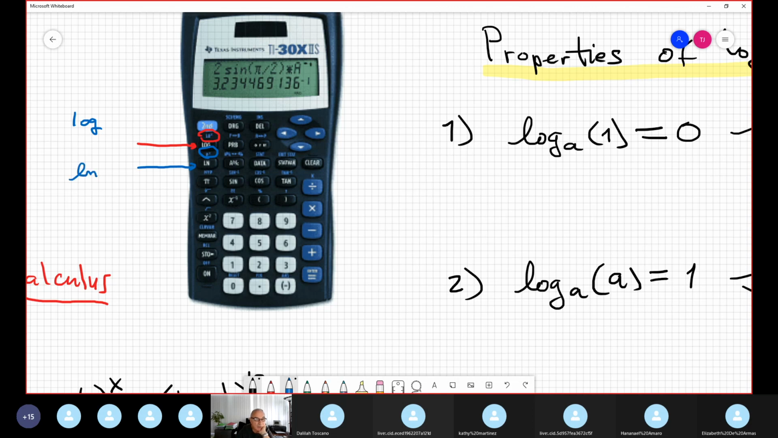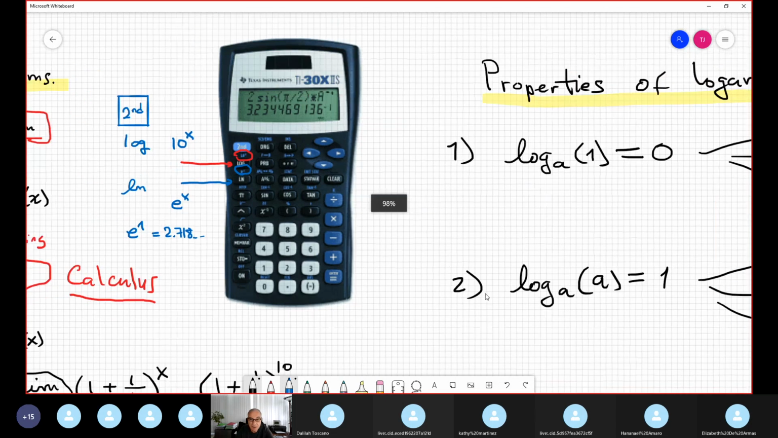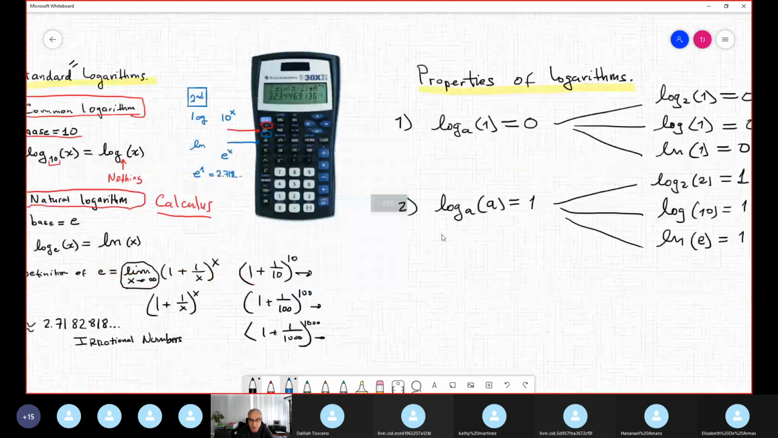However, if you press the second key first and press this key, now we have the exponential associated with this. Likewise, if you press the second key first and press the LN key, we compute e to the x. Suppose I want to investigate what is the value for E. Well, you put e to the 1. It is 2.71 something. Okay. We practice. Don't worry, we practice with the calculator.